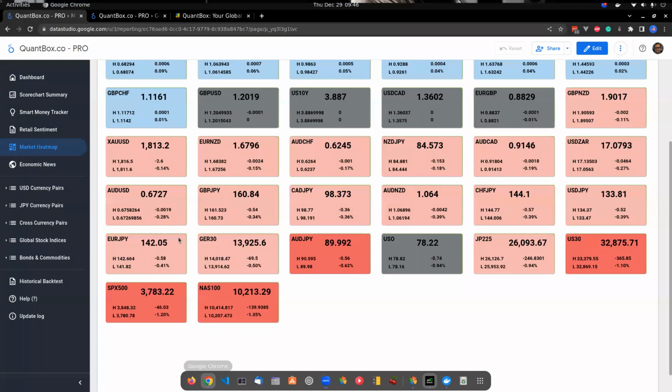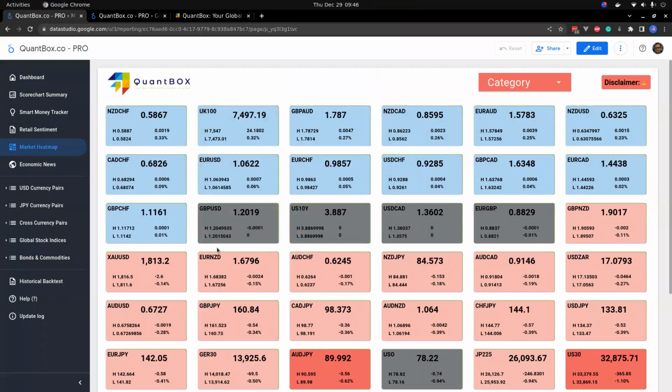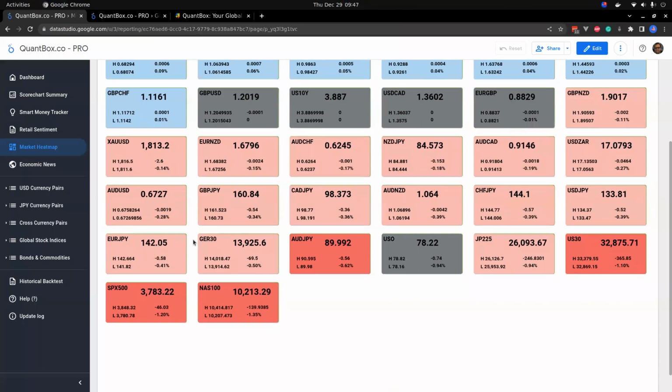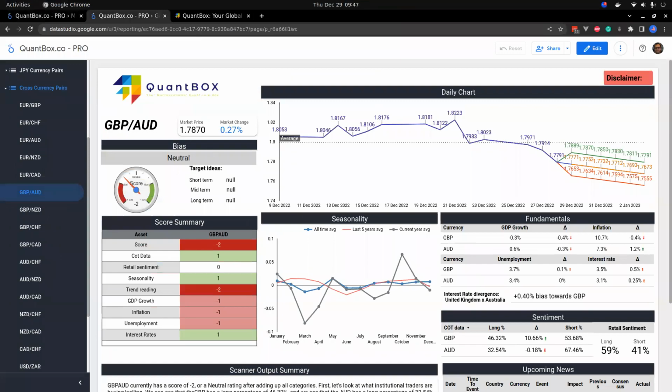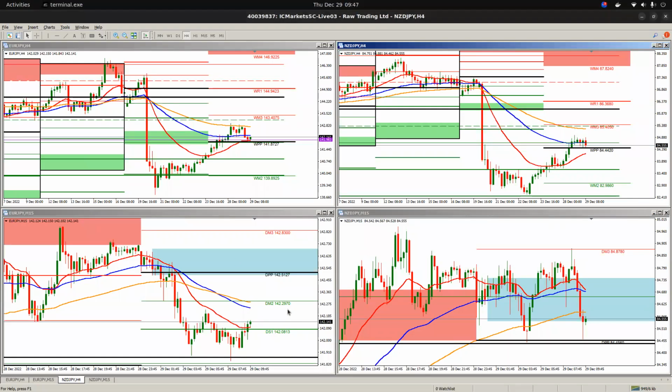What I can then do is go to New York and do the exact same thing with my market heat map, confirming fundamental bias over here, and then marrying that with technicals over here.